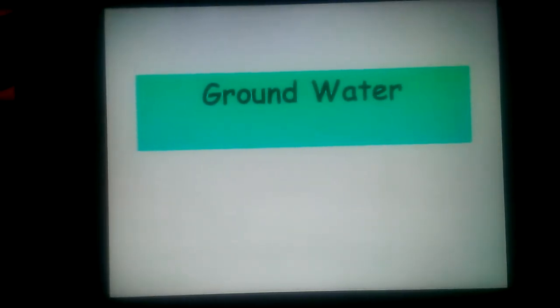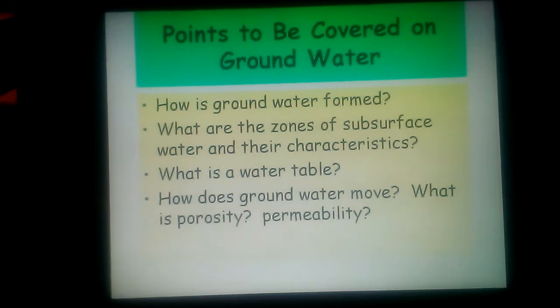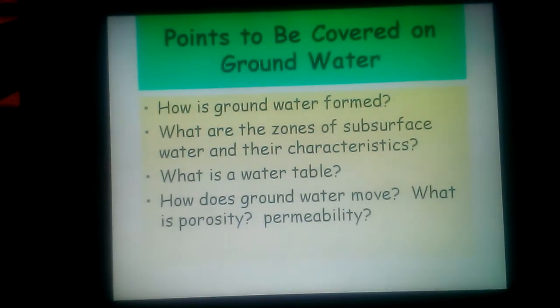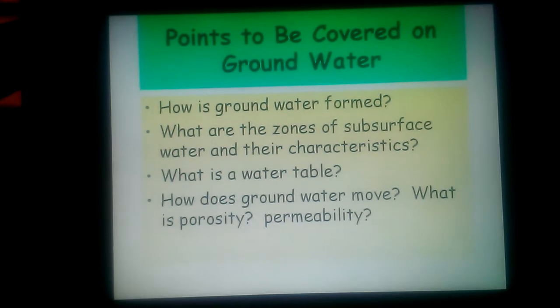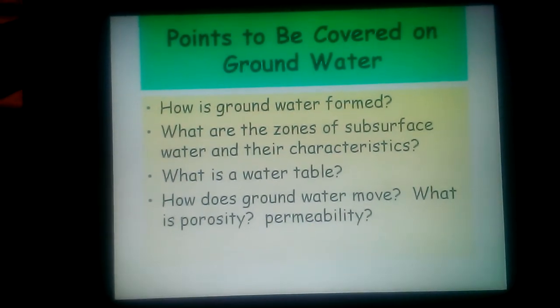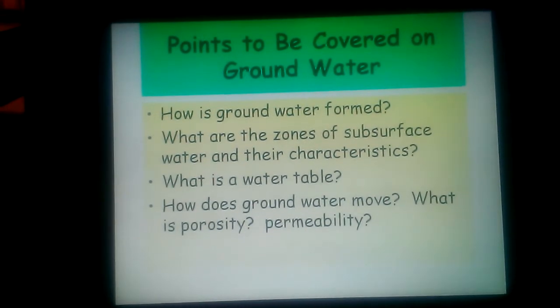Alright, today we're going to talk about groundwater. So when we talk about groundwater, there's a couple things you want to keep in mind. We want to know how groundwater formed, what are the zones of subsurface water and their characteristics. So basically, what are the underground zones where water is held, what is a water table, how does groundwater move, and what is porosity and permeability.